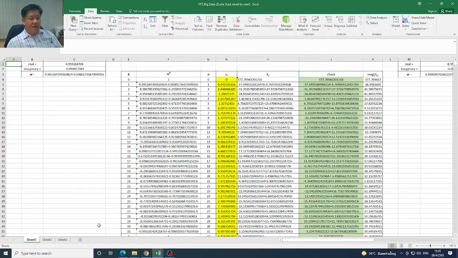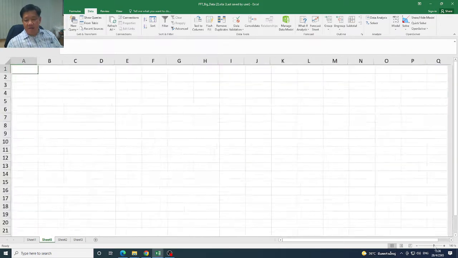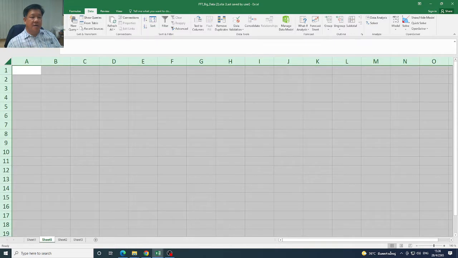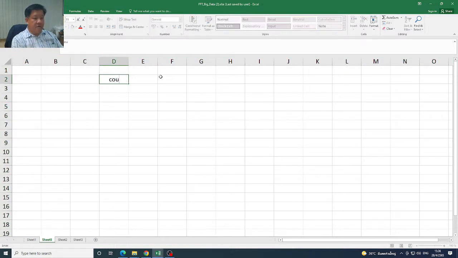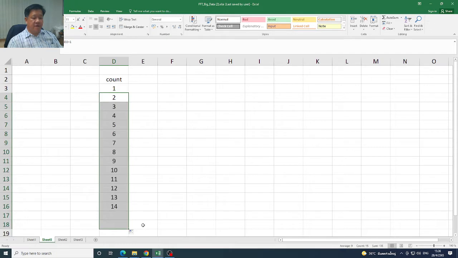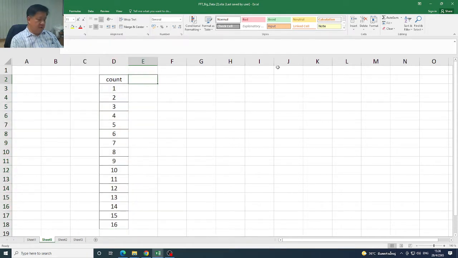Let's start by creating a new sheet here, sheet number 5. I'm gonna center it, and then count the number of data, starting with 1, and then each next number is plus 1. We're gonna start with a small example first. Let's say we have 16 numbers, and then I'm gonna put the border on this, and then this is your data.